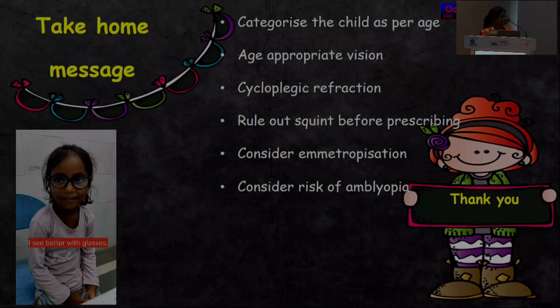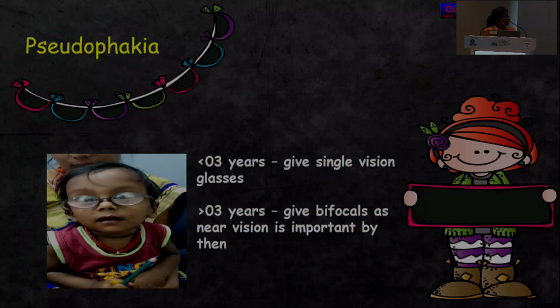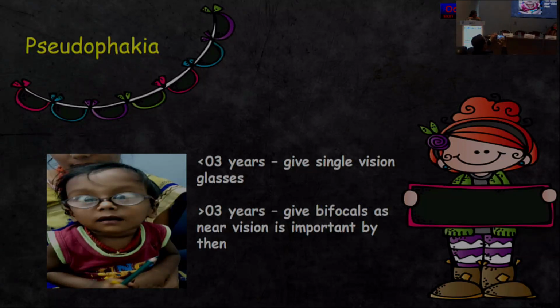Just wanted to know, how do you follow up the patients who have a high AC/A ratio, and you are giving them the bifocals? How frequently do you call them, and when do you change the glasses for these cases?